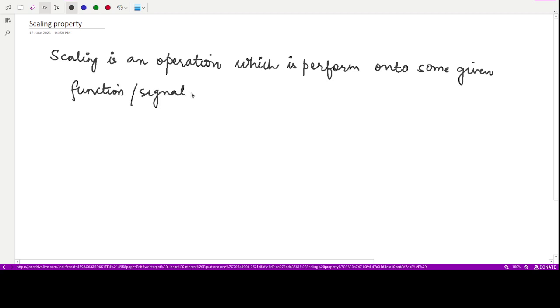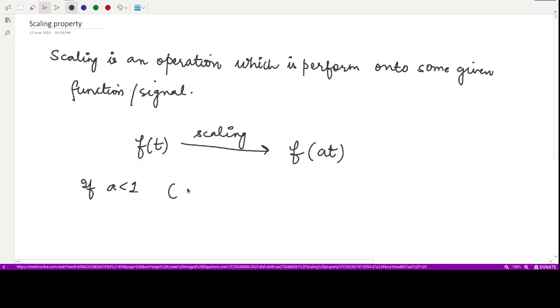So let us understand this in this way. Suppose you are given this function or signal as f of t. What you do, you apply the operation of scaling onto this. As a result, you will obtain the same function where this variable now has been adjusted or multiplied by some constant a, where depending upon this constant, if this constant is less than 1, we have expansion, and if a is greater than 1, then we have compression.